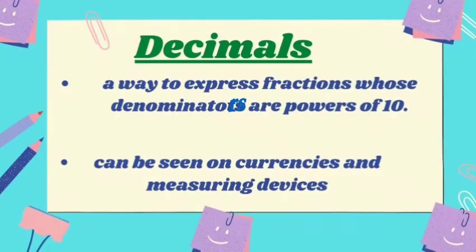Now let's look at decimals. Decimals are ways to express fractions whose denominators are powers of 10. That is, we can have 2 over 10, 2 over 100, 2 over 1000, and so on and so on. It can be seen on currencies and measuring devices. That is 10 naira, 100 naira, 1000 naira, just like that.